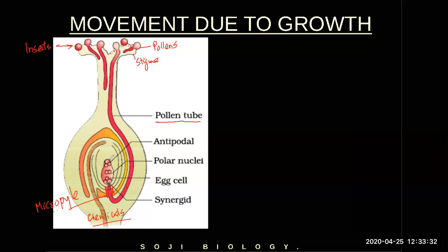The ovule is producing chemicals that attract the pollen tube towards it, and it's growing. So this is called chemotropism. Chemo means chemicals. Chemicals of the ovule are attracting the pollen tube towards it. So this is another example of movement due to growth. Is there growth? Yes, the pollen tube is growing. And how is it growing? By getting attracted by the chemical. By being attracted by the chemical, it keeps growing to the ovule. This kind of growth is called chemotropism. That's another example of movement due to growth.